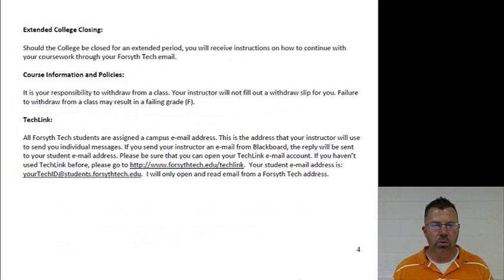If Winston-Salem loses power for several days, I'll try contacting you by the telephone number that you've provided the school that's listed on your TechLink. I'll leave you a message. I'll continue to try to call you and try to send you emails. But if we don't have power or anything like that, don't worry. We will get through that. Don't get concerned about that. I'm fair. We'll work through a situation like that.